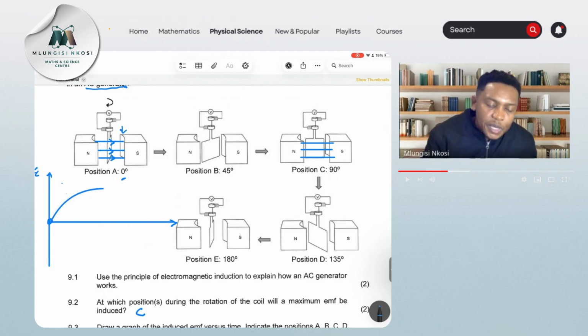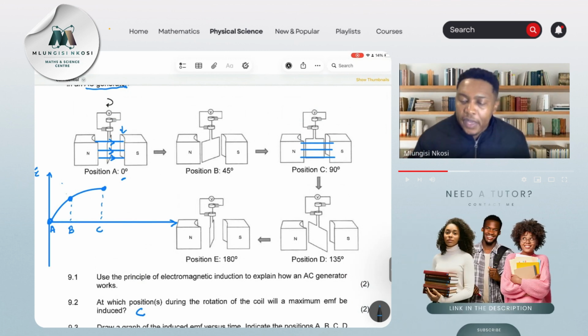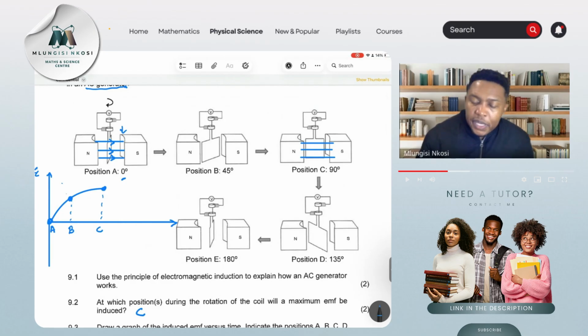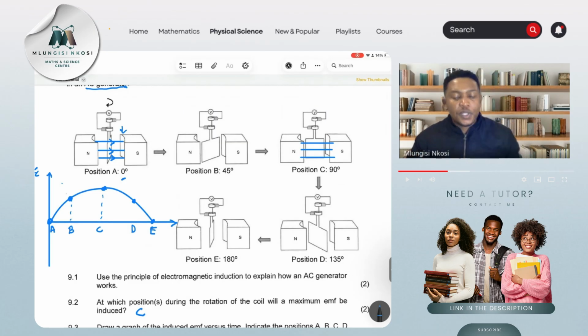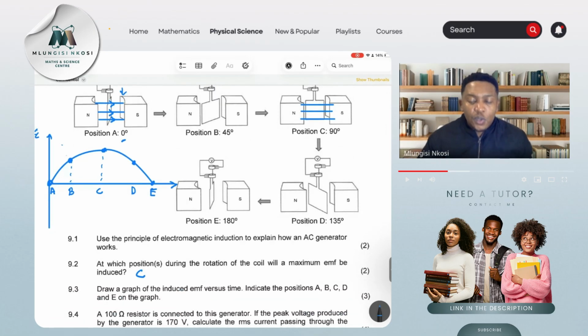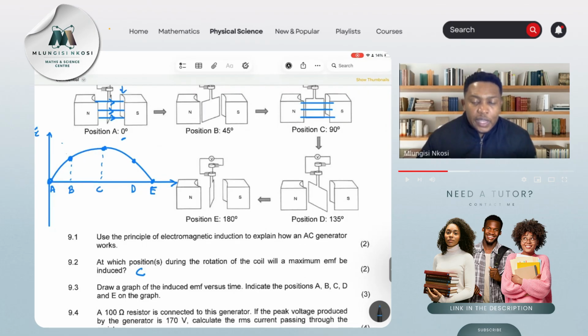Okay, so which means this is going to be position A, B will be somewhere there, C is our maximum position. Okay, and then D, we're now beginning to decrease until we get to 0. Right, and so that's it. So that's going to be D, and E, we've got our 0 position. So that is what it is going to look like. Okay, so in that case, we haven't gotten a full cycle as yet.